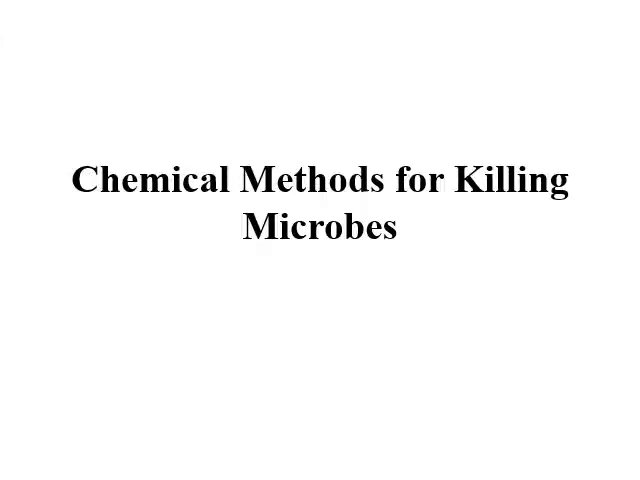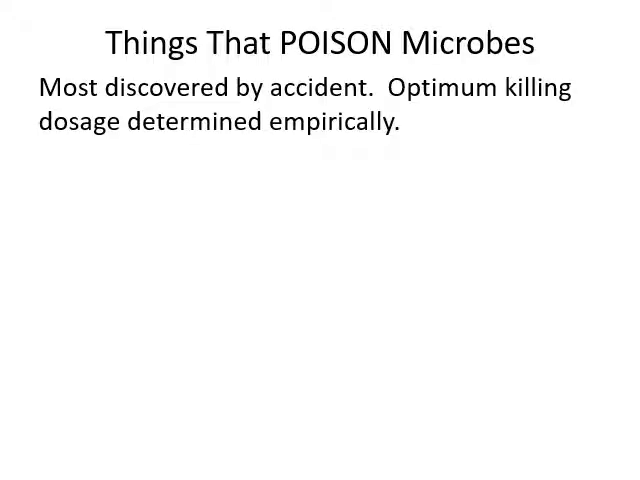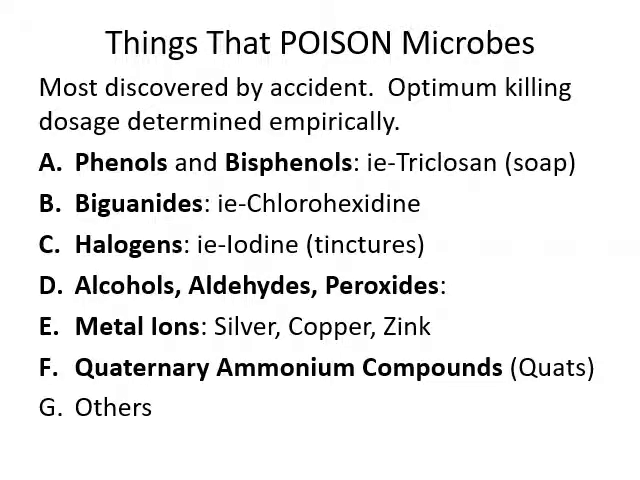All right, let's move on now to chemical methods for killing microbes. Most of these techniques were discovered purely by accident, and the optimum or ideal dosage to use for killing bacteria of different types was determined empirically by experimentation. So these are mainly bacterial and microbial poisons, essentially. Right. So these microbial poisons fall into the following groups.